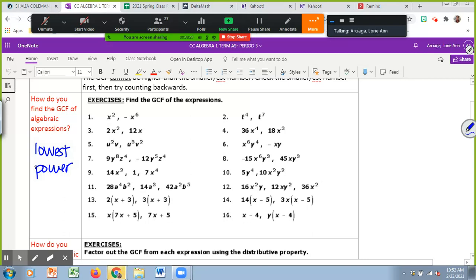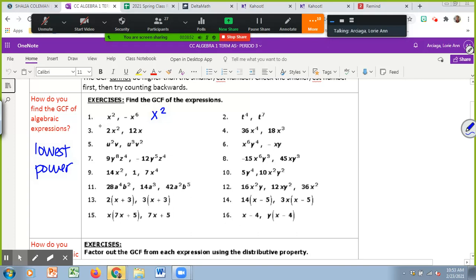Okay, lowest power. Yep. So for example, x^2 and x^6. What's the lower power, 2 or 6? 2. So that's your answer already. That's the GCF. Is that easy? Just find the lower power.